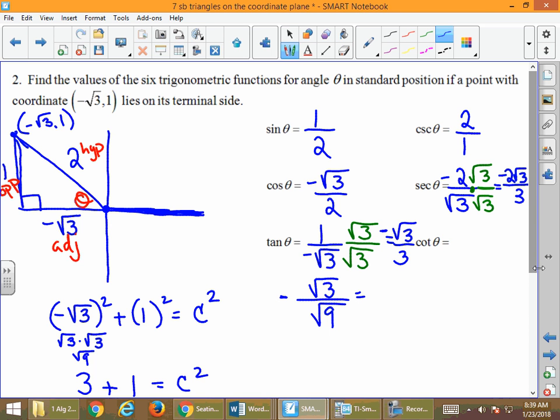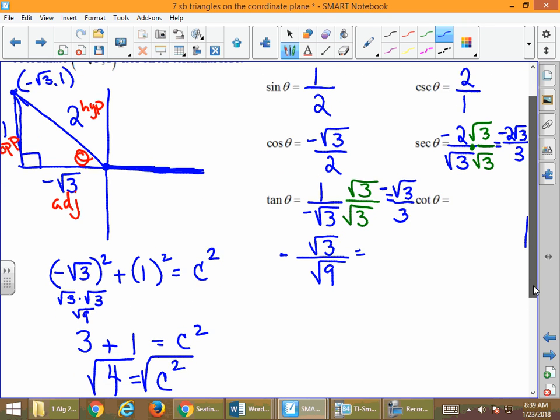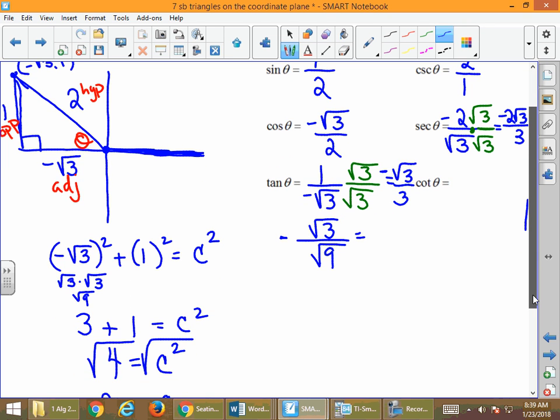Finally, the cotangent is reciprocal of tangent. And if we keep our life simple, remember what we originally got for tangent. We originally had 1 over negative the square root of 3. If we take the reciprocal of that, then we get negative square root of 3 over 1, or just negative square root of 3.